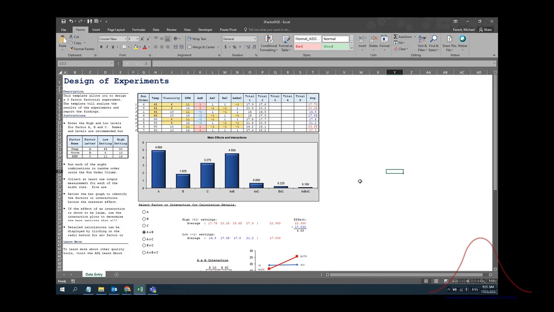Today what I wanted to do is give you a little vignette into one of the productivity tools I've created within Excel. This one is actually for a very high-powered, high-leverage tool that we use in Six Sigma and statistical consulting. It's called the design of experiments.